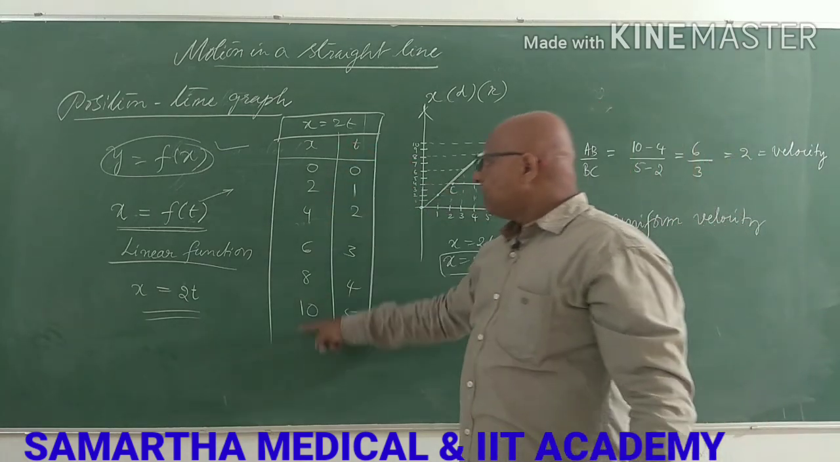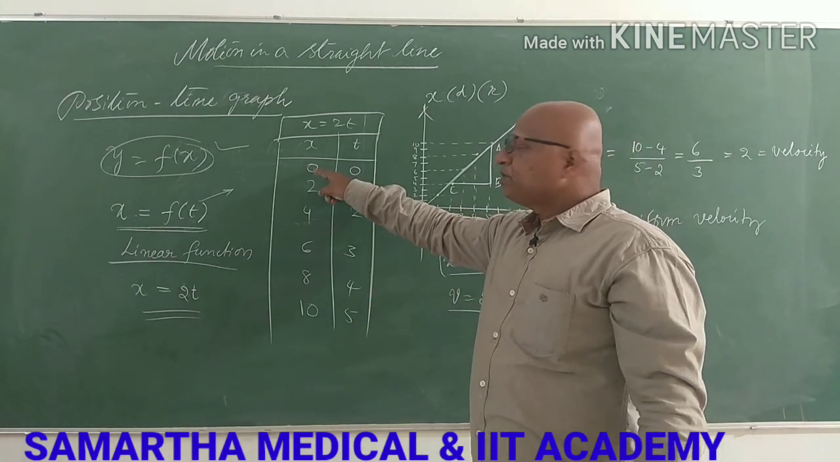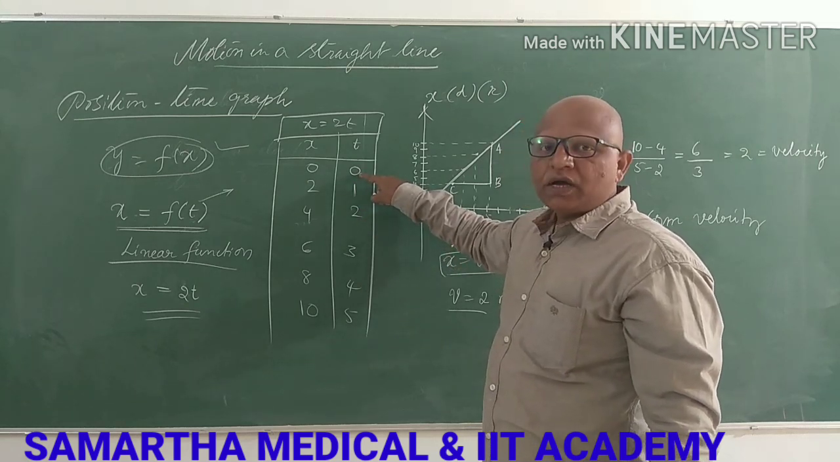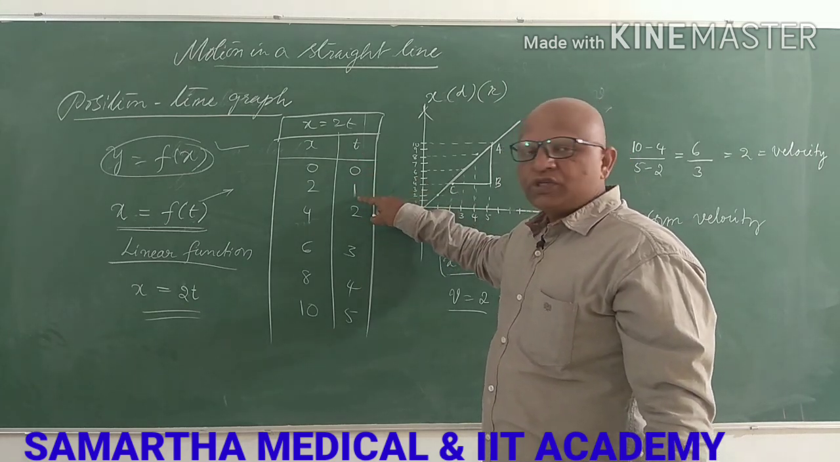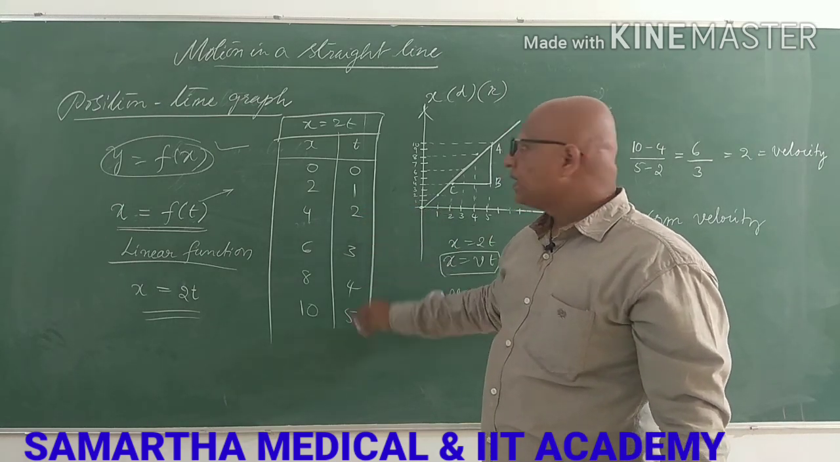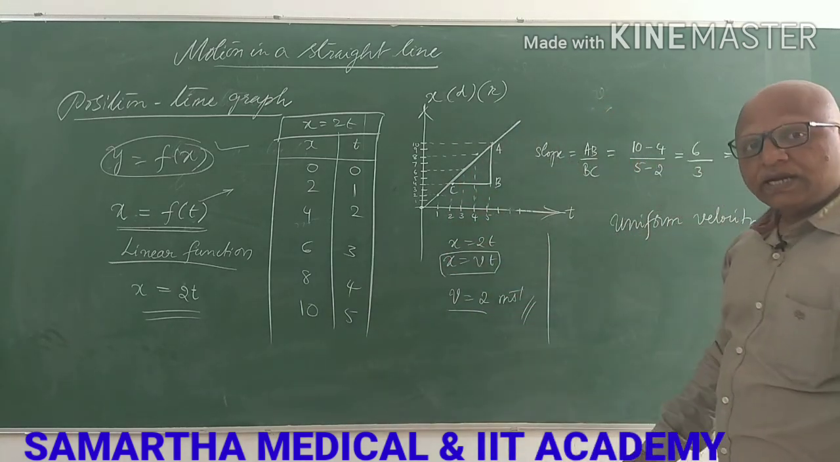Suppose these are the readings from a car or a bike, where x is the position covered by the bike at different time intervals. What was the position of the car at the 0th time? What was the position at the first second, third second, fourth second, fifth second? And if you plot the readings and draw the graph, you will get a straight line graph.